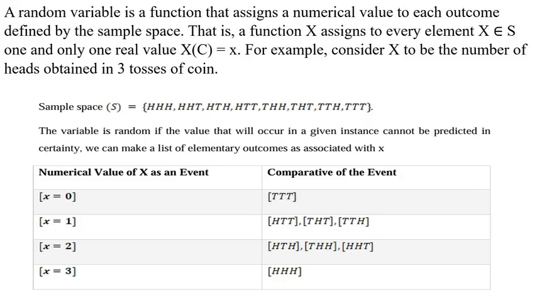For example, consider X to be the number of heads obtained in 3 tosses of a coin. Say our random experiment is to toss 3 coins. We toss them. What is the sample space that we can get from that random experiment?